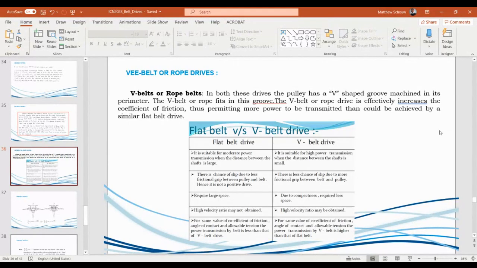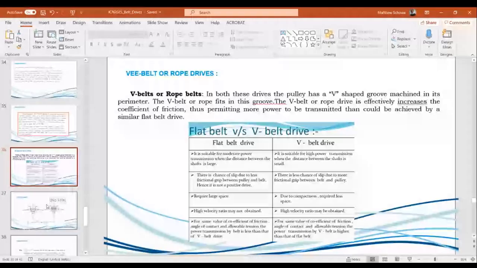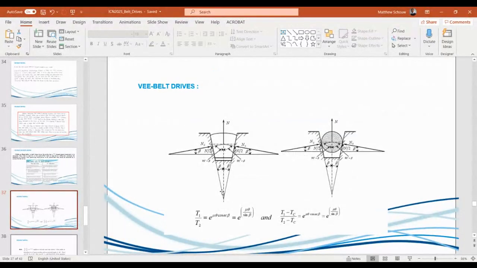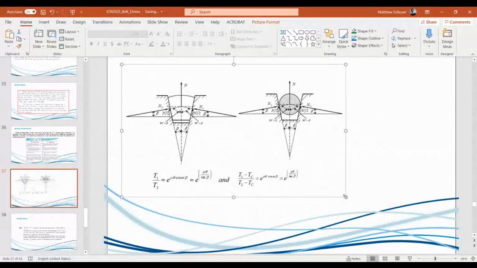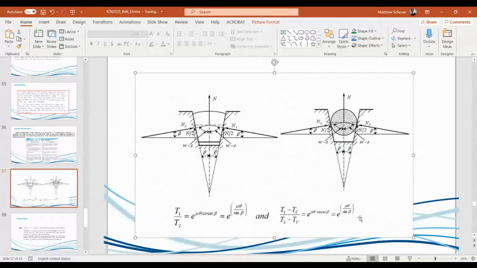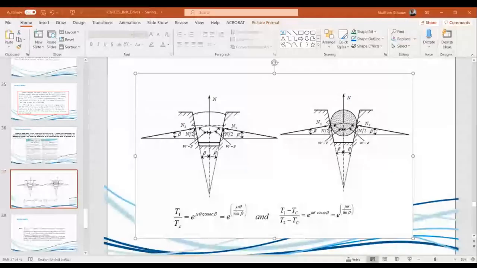So basically we do exactly the same analysis as before, and all we end up with is this new model. The model is essentially still (T1 minus Tc) over (T2 minus Tc) equals e to the power of mu theta over sin beta, right? Am I right? So that's the only difference between the two.